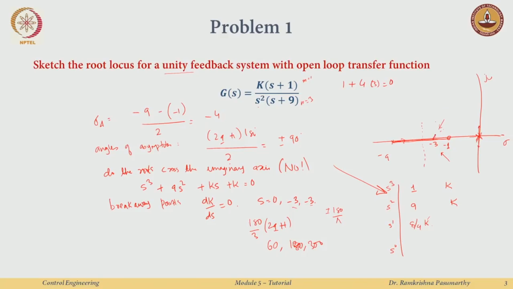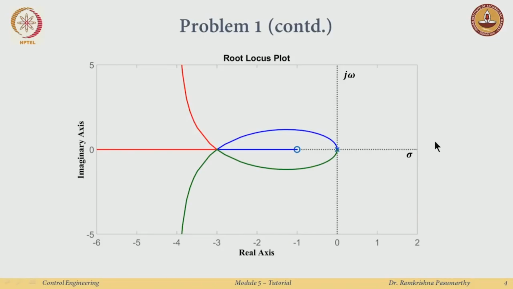So, this is 60 and minus 60. Here the roots will arrive this way, and after they come here they just go away to infinity along the asymptotes which are given by this at minus 4 plus minus 90 degrees. So, I just try to join the dots here. I will have a root locus which looks like this. So, all the steps are clear, right? This is how it goes.